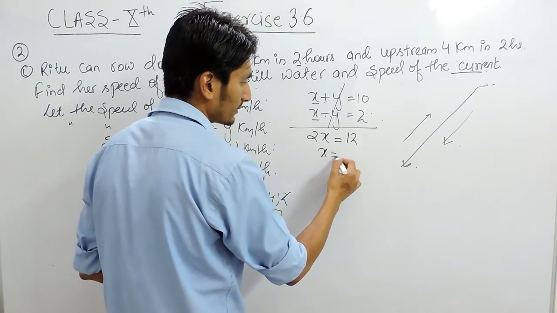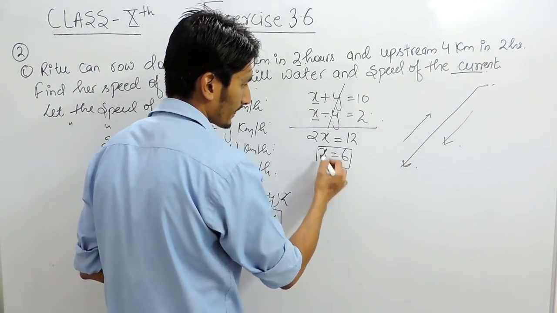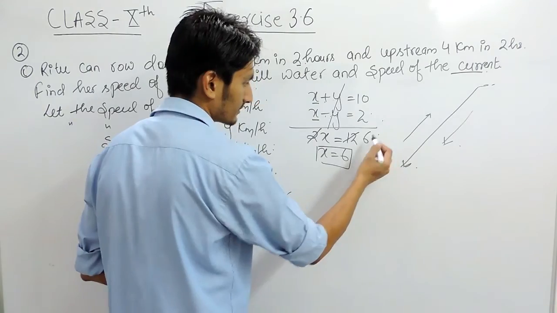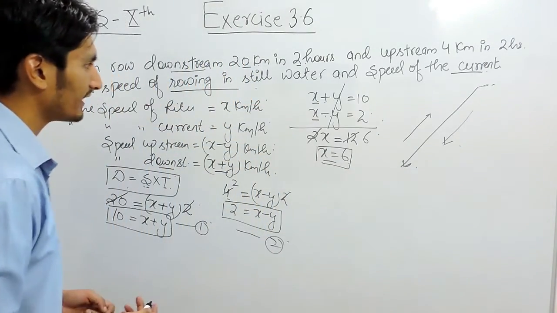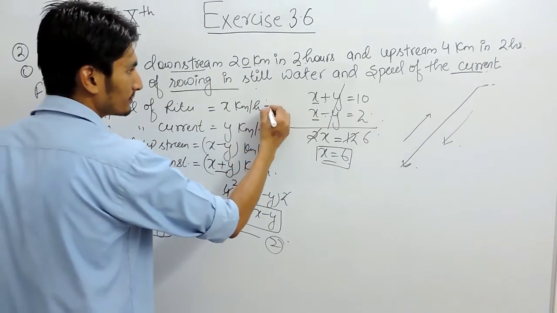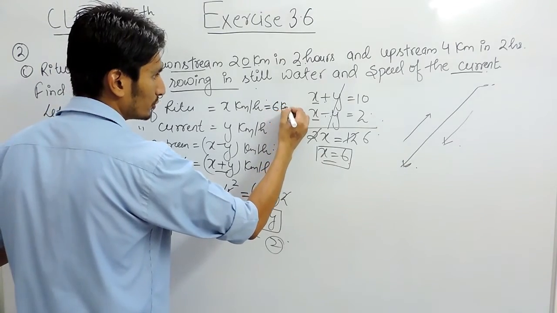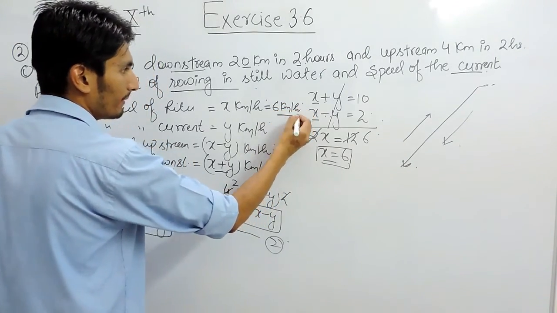So the value of x must be 6. This can be cancelled 6 times. The value of x here is 6. So the speed of Ritu should be equal to 6 km per hour.